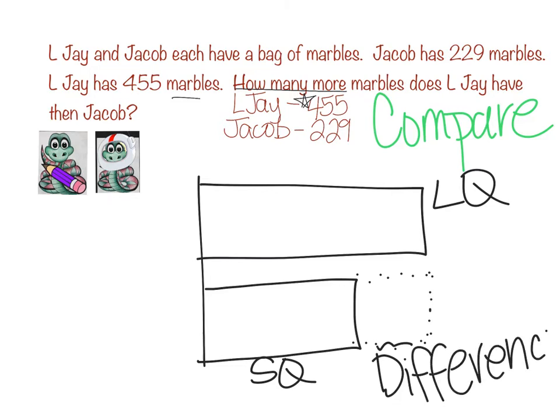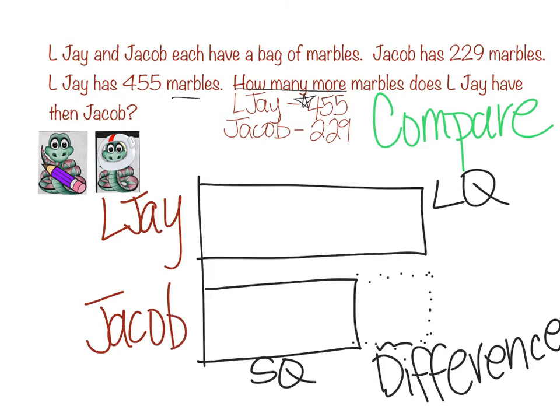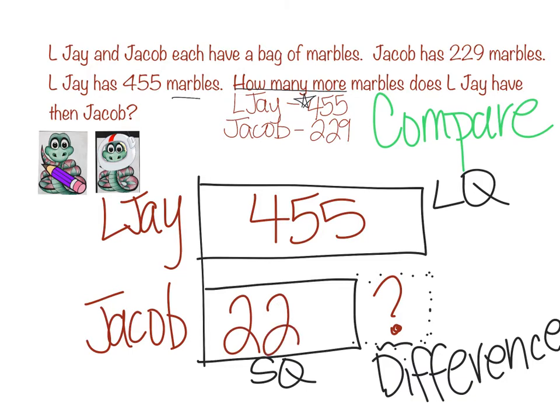Now, I know that I can label my word problem structure because I know who has the larger quantity. Who has a larger quantity? Excellent. LJ does. So I'm going to label LJ for the larger quantity because it's the bigger bar. I'm going to label Jacob as the smaller quantity because his number is smaller. Now, the difference between the two, that is my unknown. Let's plug in our numbers. We said that LJ had 455 marbles and Jacob had 229 marbles.